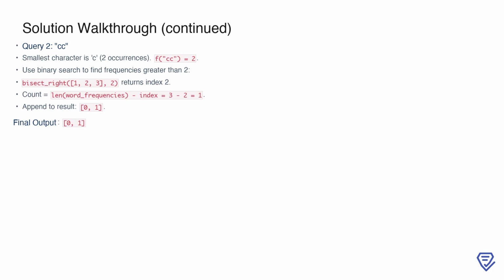Using binary search to find frequencies greater than 2, we call bisect_right([1, 2, 3], 2) and get an index of 2. The number of frequencies greater than 2 is calculated as len(word_frequencies) - index, which equals 1. We append this result, updating our result list to [0, 1]. The final output for this example is [0, 1].